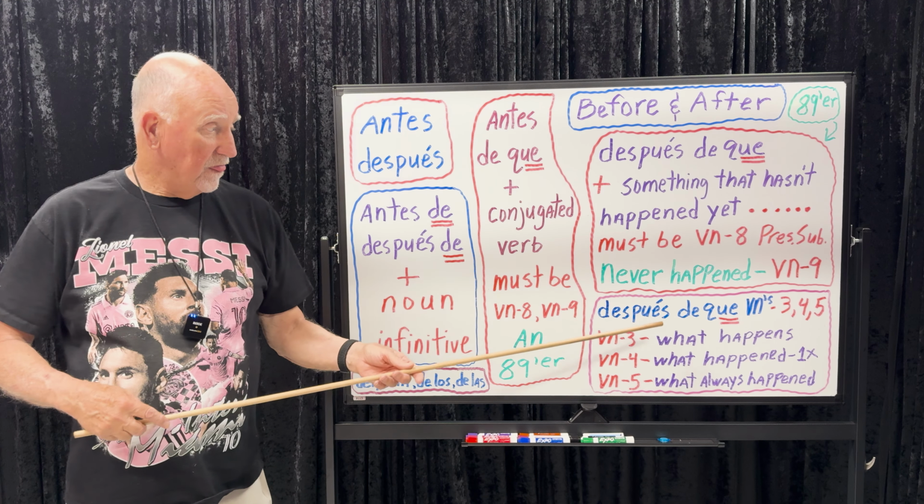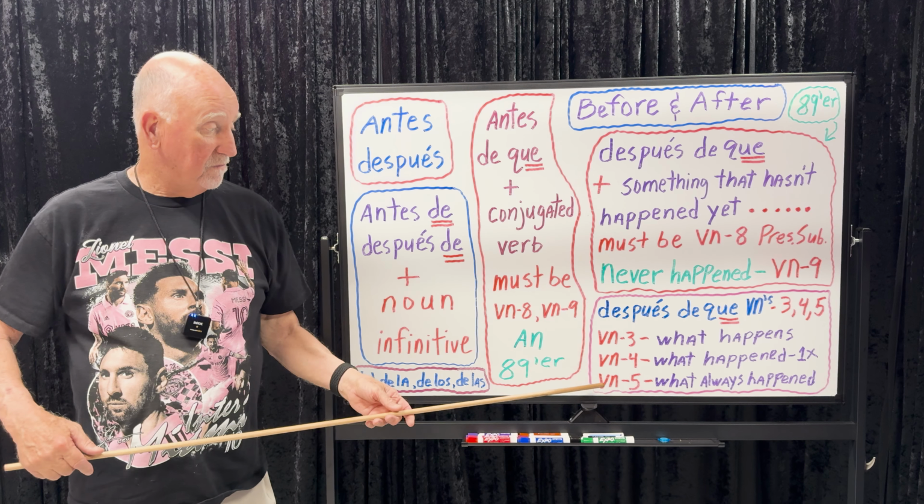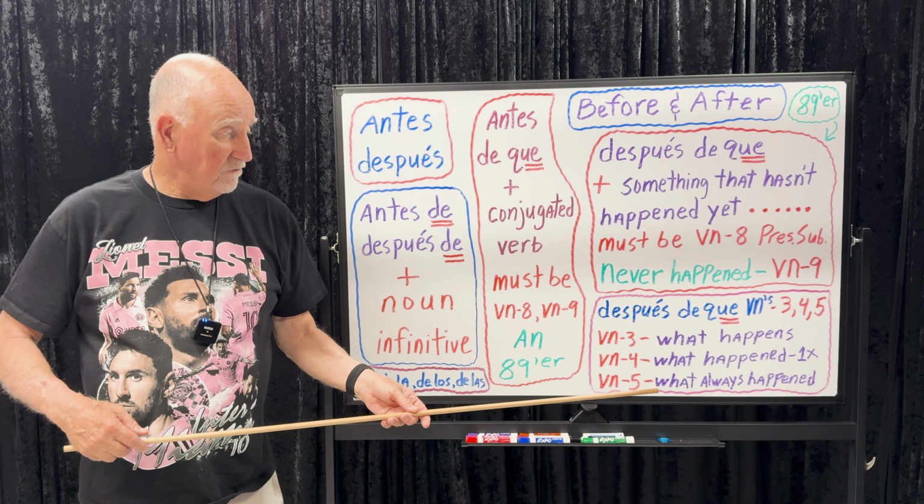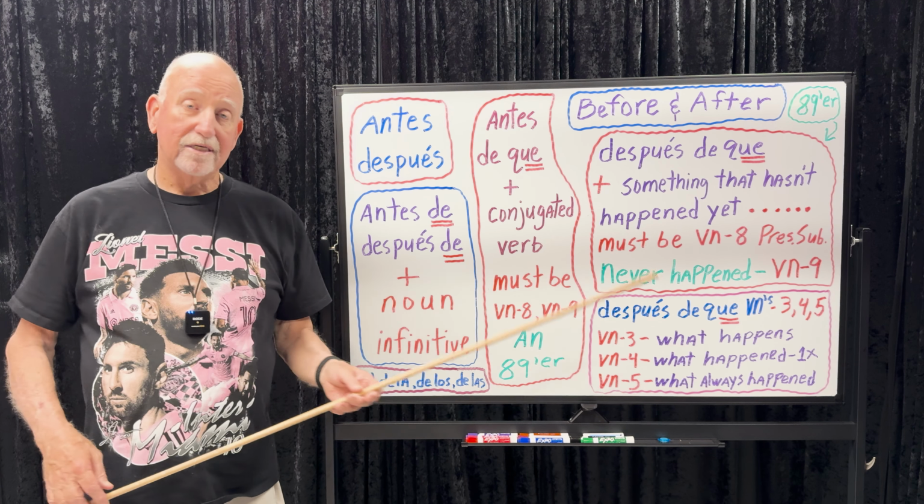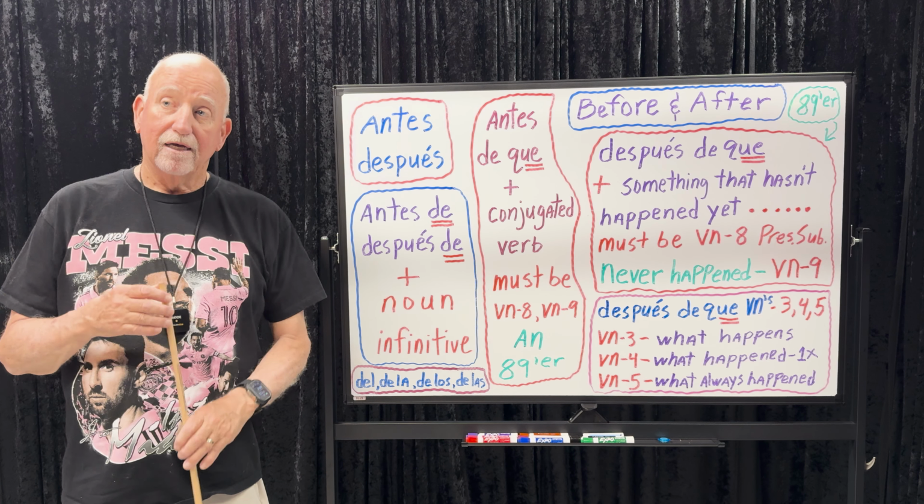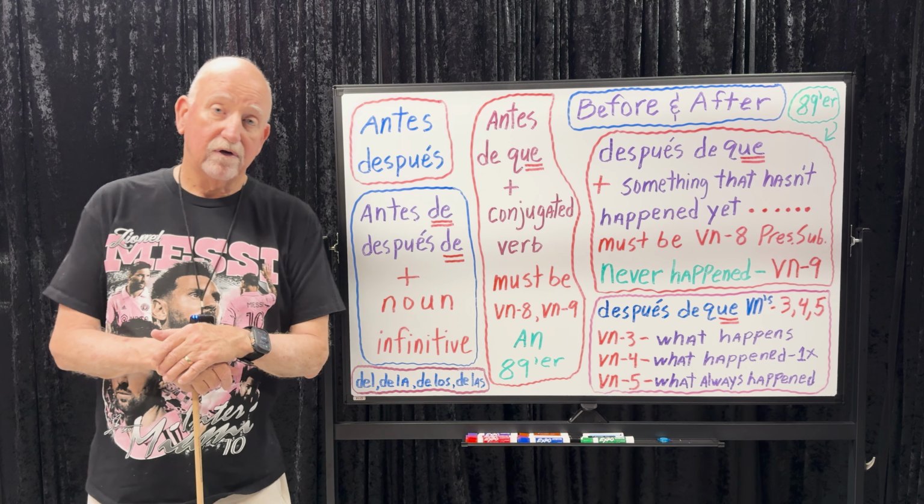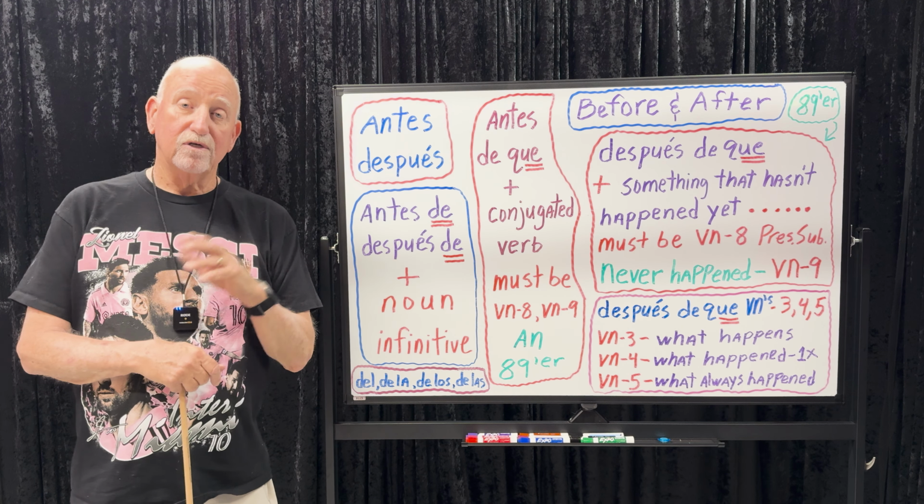And then finally, después de que can be followed by imperfect, number 5, if you're talking about something that always happened, like in the past, like talking about elementary school. After I would get home, I would watch cartoons.